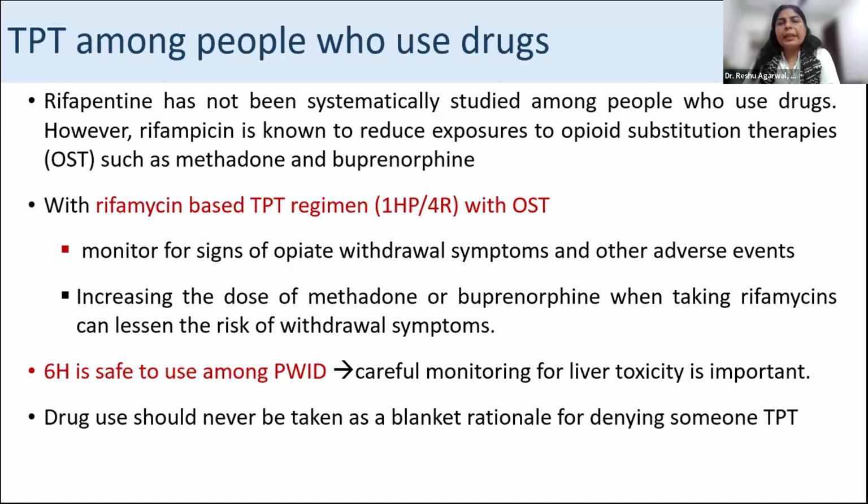6H is safe to use, but the issue with injecting drug users is basically adherence to long-term treatment. So ideally, one would prefer 1HP over 6H in people who inject drugs. But please do work with the OST medical officers and have a proper plan for such patients, and it's just a matter of 1 month. So within 1 month, these adjustments would be required. And once the patient is off the TPT, then obviously the normal or routine dosages can be started again.